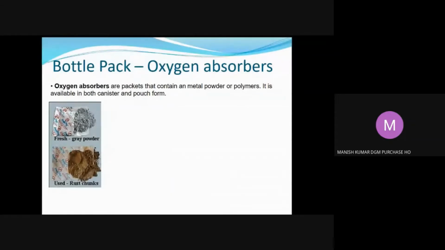So you can see here, before putting it in, these powders come as a gray powder. But once you put it in the bottles, after 6 months, once it absorbs, you can see this color will change to a rusted chunk of metal. Those oxygen absorbers are used for pharmaceutical as well as food packaging. Mostly for cake, you might have seen many cakes having a small sachet of oxygen absorber. So they keep the freshness of the cake for 2 to 3 months.